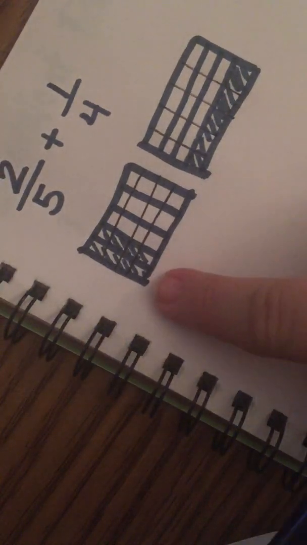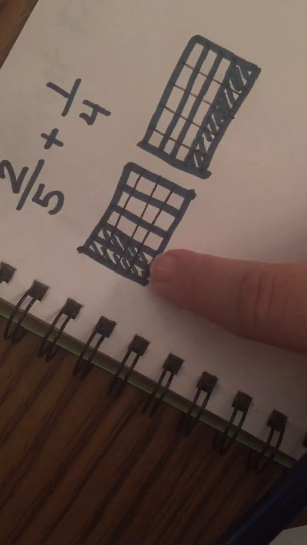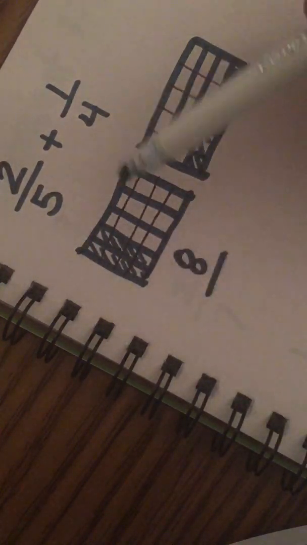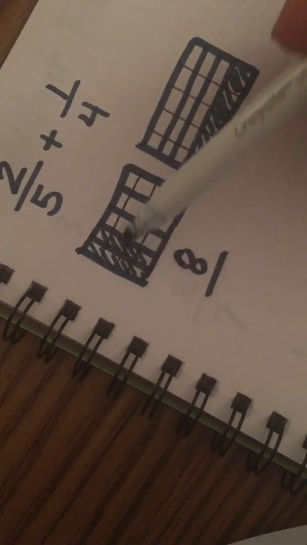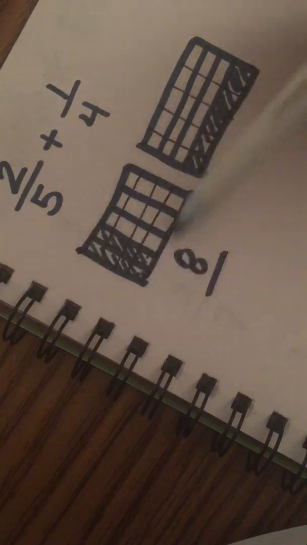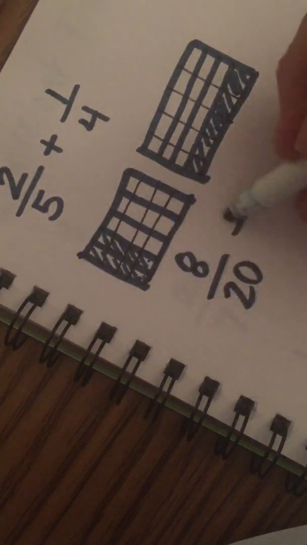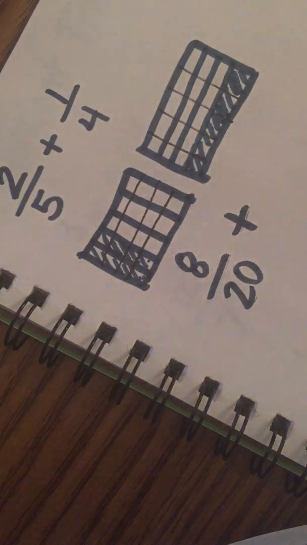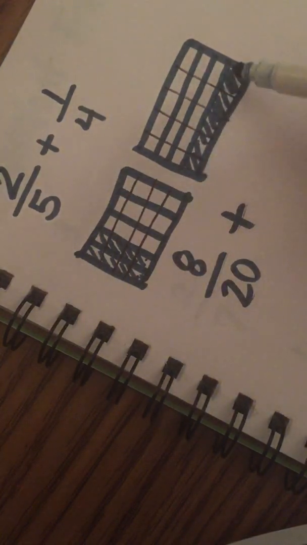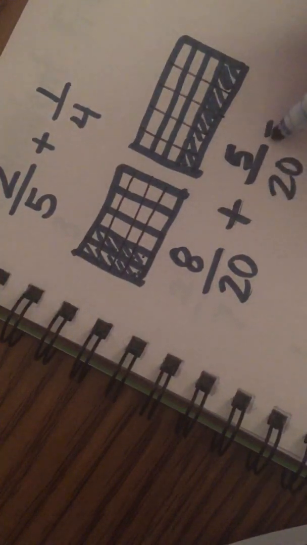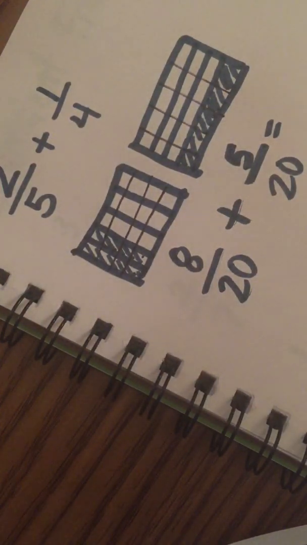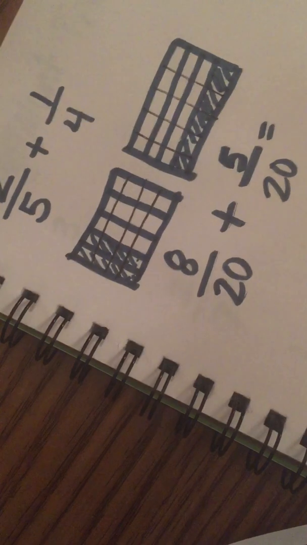So now over here I have shaded 2, 4, 6, 8 out of, well, this is a 1, 2, 3, 4 by 1, 2, 3, 4, 5, a 4 by 5. That's 20. So 8/20ths there. This is 1, 2, 3, 4, 5 shaded in out of another 5 by 4, which is 20. Now we have that common denominator.